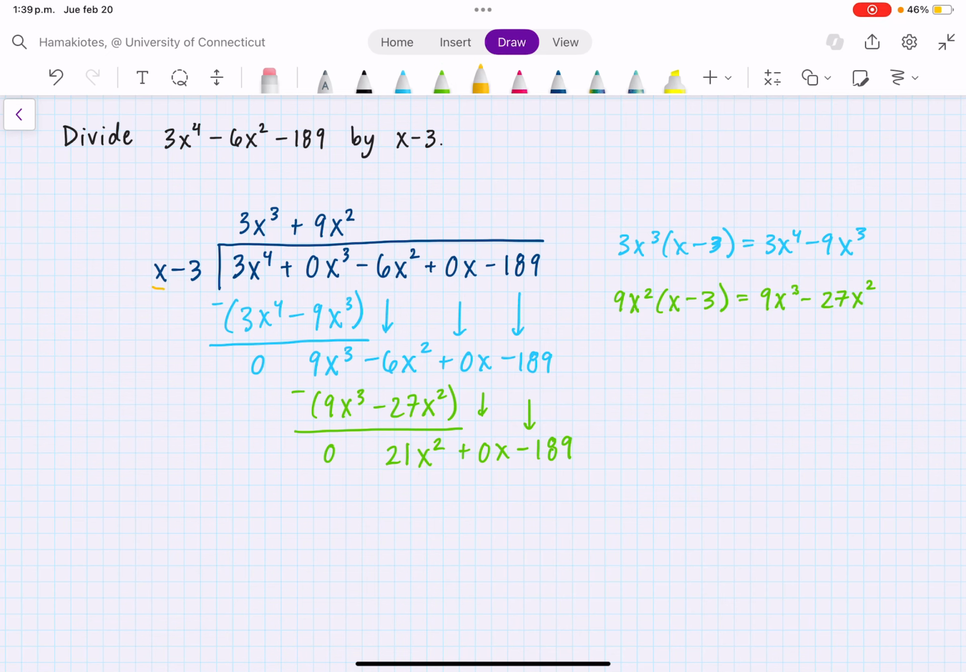Now what do I need to multiply x by to get 21x squared? Well, I can multiply by 21x. So 21x times x minus 3 equals 21x squared minus 63x. So now we're going to subtract by that.